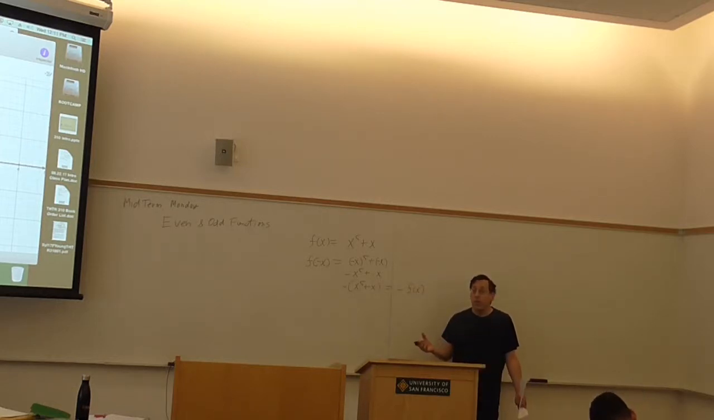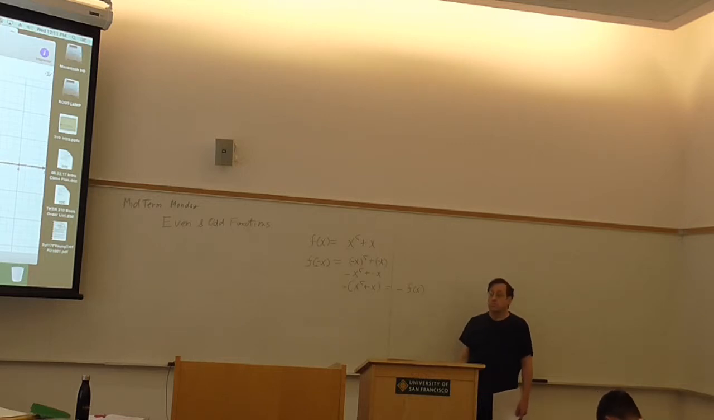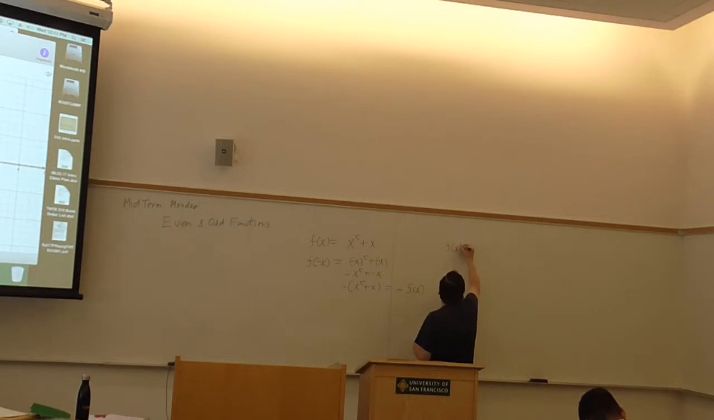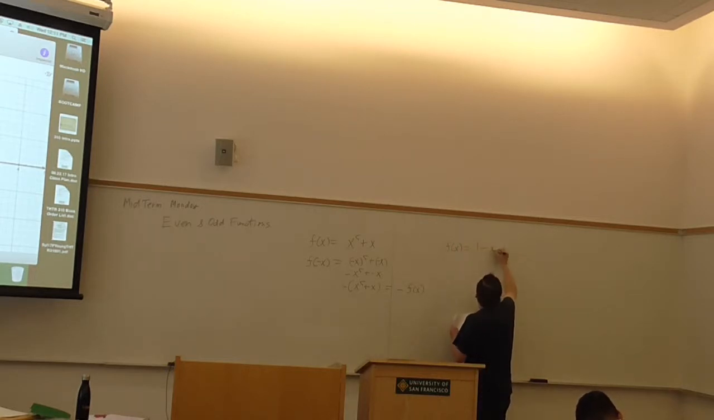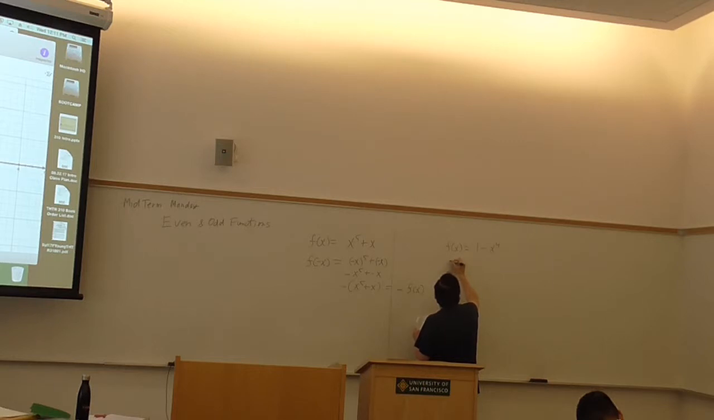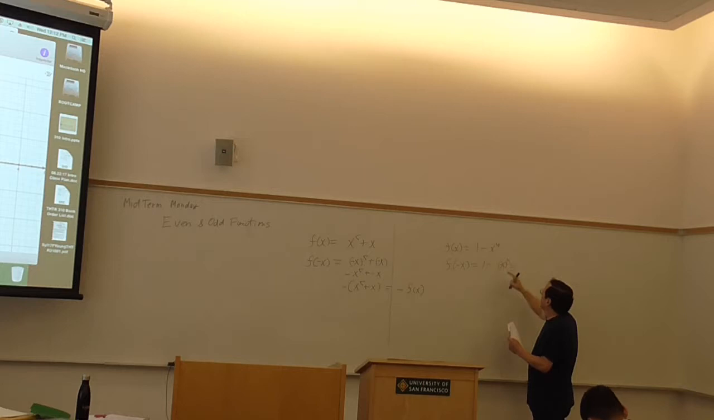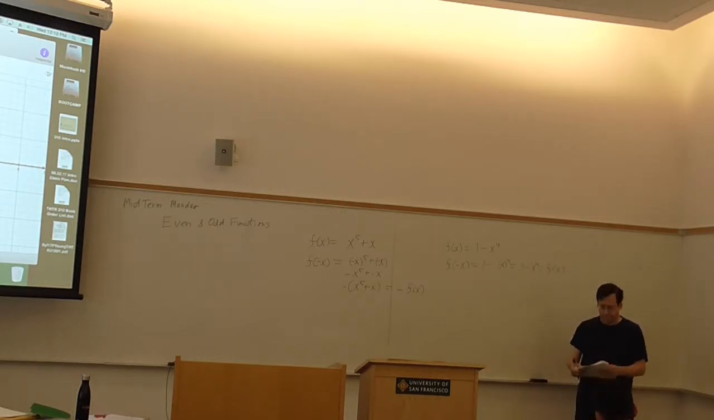So that tells us we've got an odd function. Okay. Let's try one more, easy one. f of x equals 1 minus x to the fourth. So f of minus x equals 1 minus x to the fourth, well, the minus 1 to the fourth is going to go away, 1 minus x to the fourth, that's just f of x. So this is an even function.